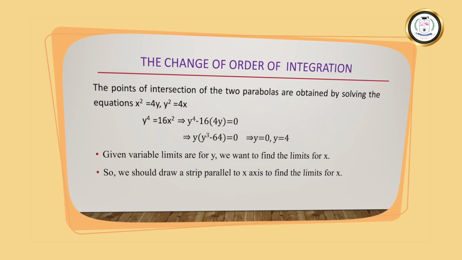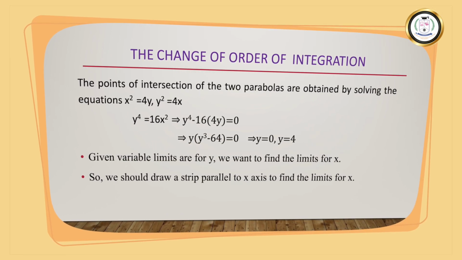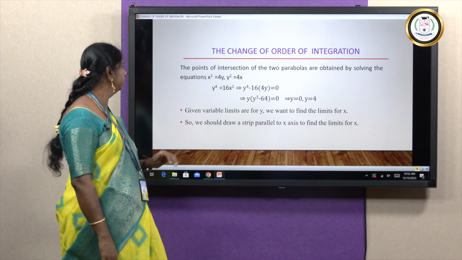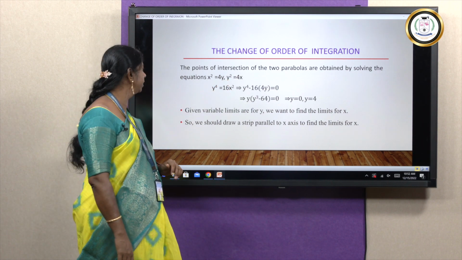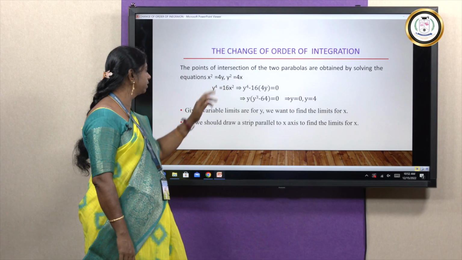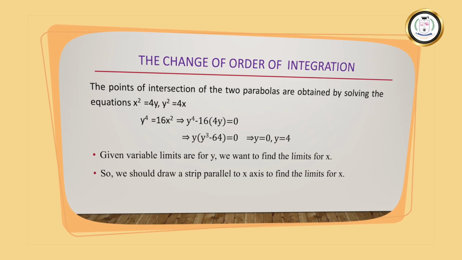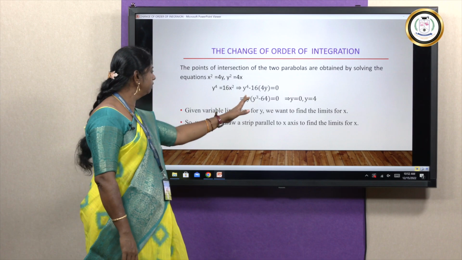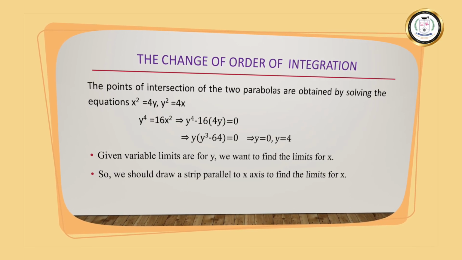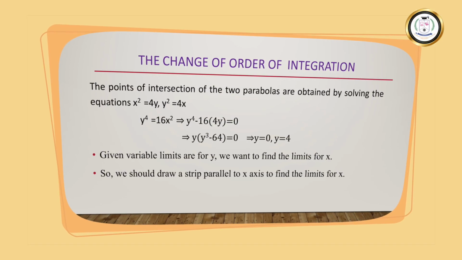That is clear. To find the limit for y, we have to solve these two equations, x square equal to 4y and y square equal to 4x. We want to get the limit for y. So I square y square equal to 4x. You will get y power 4 equal to 16x square. And x square, you know, is 4y. So that should be substituted here. y power 4 minus 16 into 4y, that becomes 64y. Later we will take y common. So you will get y into y cube minus 64 equal to 0. From this you will get the lower and upper limit of y: y equal to 0 and y equal to 4.